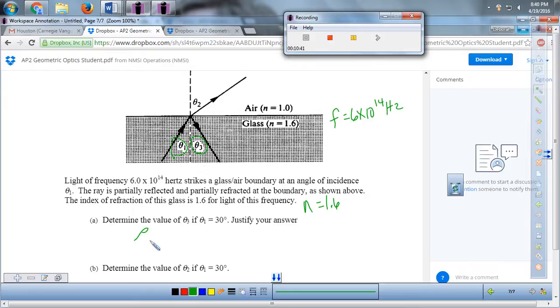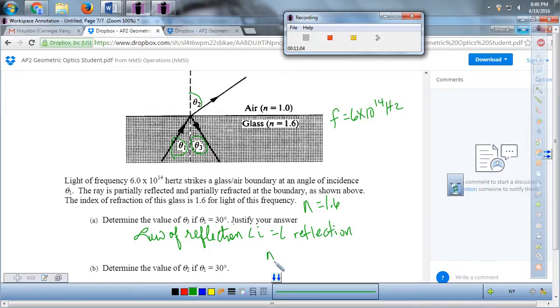So the law of reflection says that the angle of incidence has to equal the angle of reflection. And you can't just put angle R because they might think that you were talking about angle of refraction, so be careful there. Determine theta 2 if theta 1 is 30.